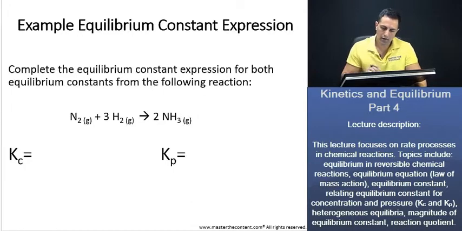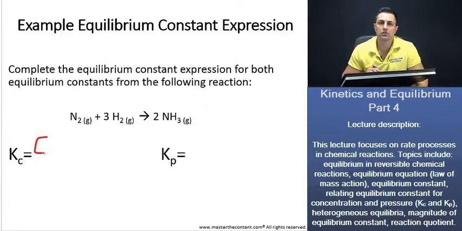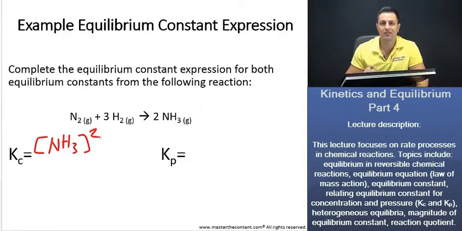Perfect. Example, equilibrium constant expression. Complete the equilibrium constant expression for both equilibrium constants for the following reaction. Okay, great. Remember, the equilibrium constant expression was everything to the right of the equal sign. Looking at the reaction here, we see ammonia is being synthesized, and for concentrations, recall that for molar concentrations we could just use square brackets. I forgot to point that out to you guys in the previous slide. So we just have ammonia here, and it's going to be raised to the what? The second power, right? Because the coefficients are telling us that.